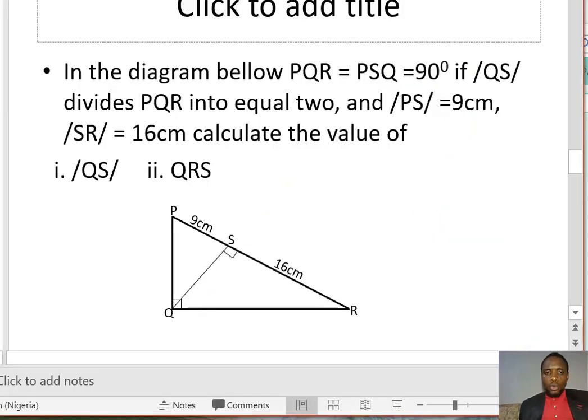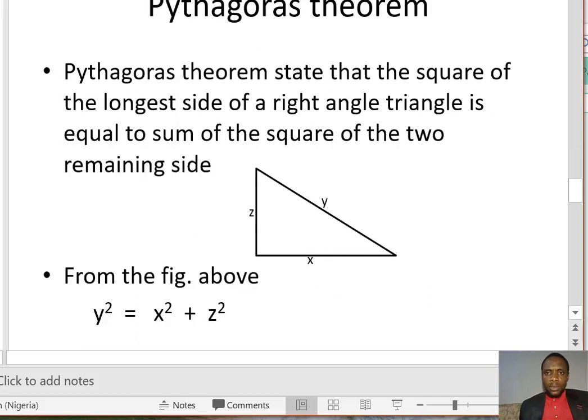So we move to the next one, which is Pythagoras theorem. Pythagoras theorem is another method that we use in solving any questions pertaining to right angle triangles. The theorem states that the square of the longest side of a right angle triangle is equal to the sum of the squares of the two remaining sides.